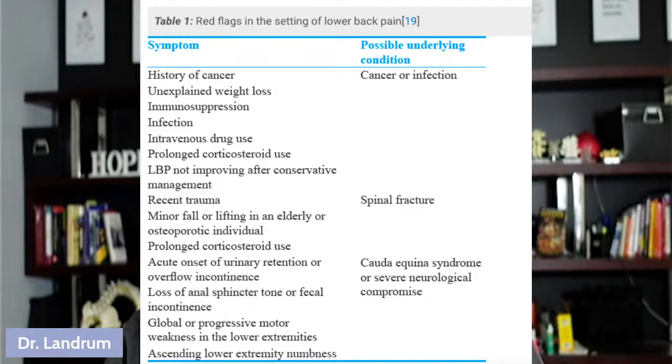So what are some of the red flags and issues to be concerned about when you or someone you care about has back pain? Has this person had a history of cancer? Are they immunosuppressed? Do they have infection? Have they had a trauma? Have they had any changes in their neurologic condition that affect their ability to control their bowel or bladder? Do they have progressive weakness in the lower extremities? All these things can be important.